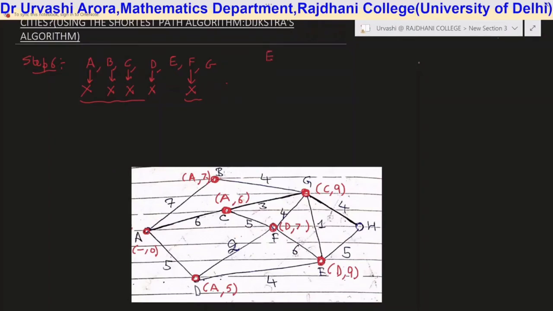Now coming to the labeled vertex E. Corresponding to E, there is one adjacent unlabeled vertex, namely H, and we find the D dash corresponding to this adjacent unlabeled vertex H. D dash corresponding to H is going to be DE, the distance traveled till E, plus the weight of the edge EH. Again we'll be assuming that we are moving along the edge EH to move from the vertex E to the vertex H. So the total distance traveled in moving till the vertex H will be the distance traveled in moving till E plus the weight of the edge EH.